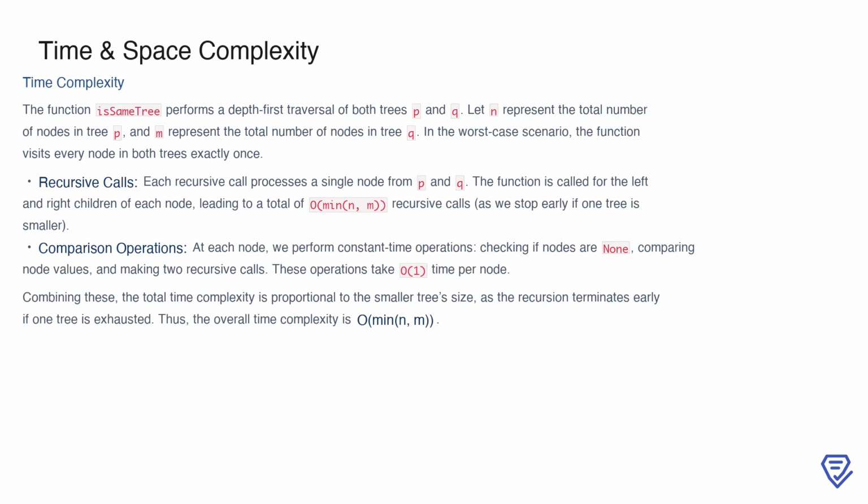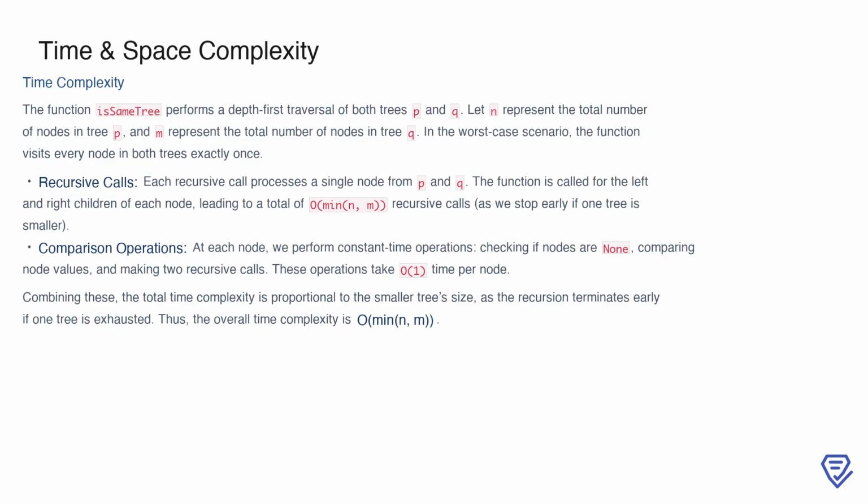The time complexity of the isSameTree function is determined by how it traverses the two trees, P and Q. Since the function uses depth-first traversal, it explores every node in both trees. Let's define n as the total number of nodes in tree P and m as the total number of nodes in tree Q. In the worst-case scenario, when both trees are fully traversed, the function visits each node once. At each recursive call, a single node from both trees is processed. This includes checking if the nodes are null, comparing their values, and making recursive calls for the left and right children. Each of these operations takes constant time, or O(1), per node.